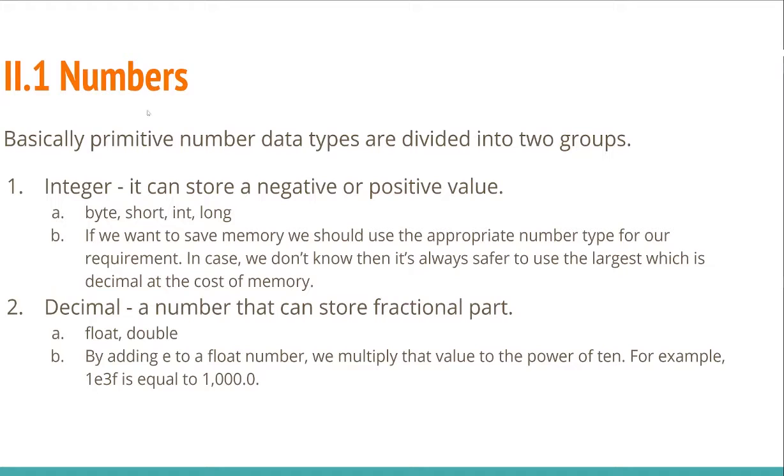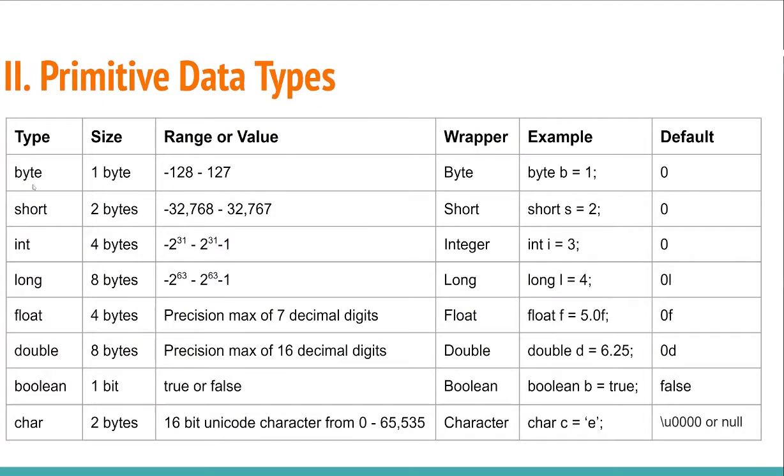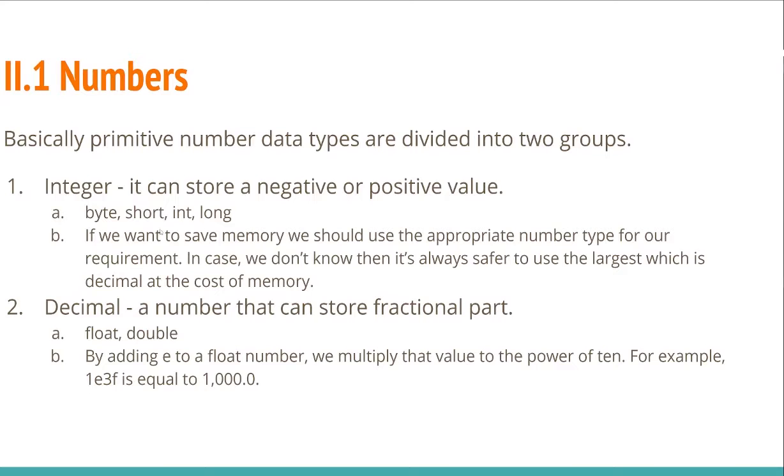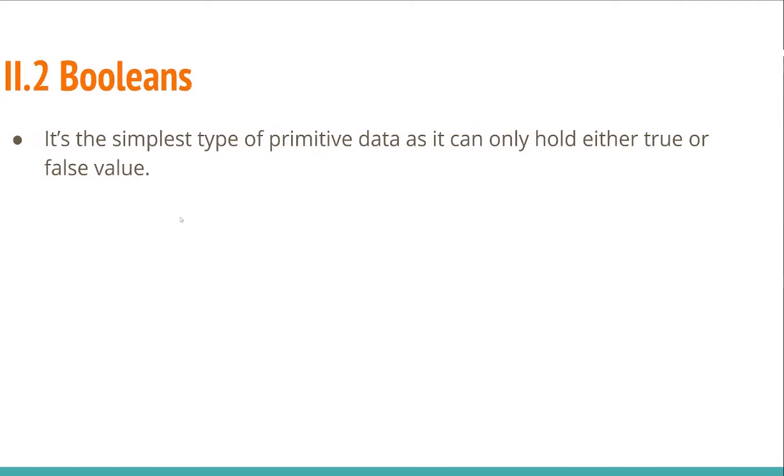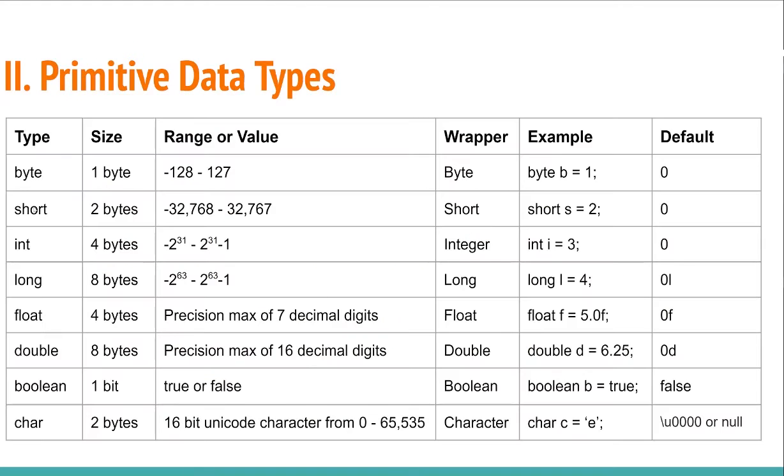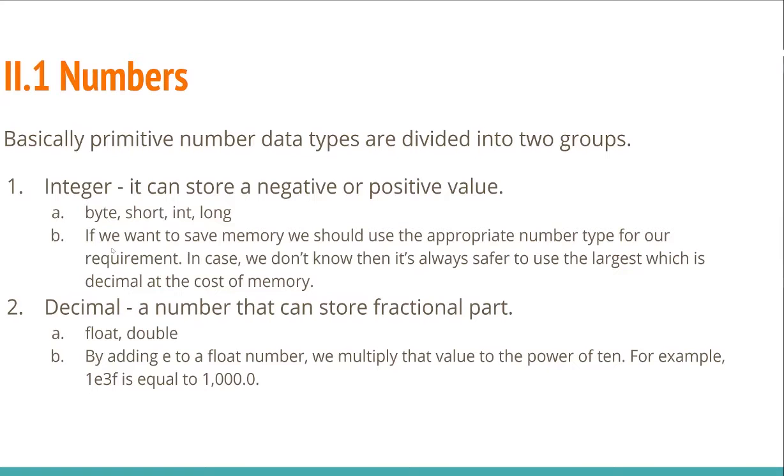Number 1, let's look at the numbers. Basically, primitive number data types are divided into 2 groups. Integers can store a negative or positive value, such as the byte that we have shown earlier. And then we have short, int, and long. So basically, these are the first 4 primitive data types.